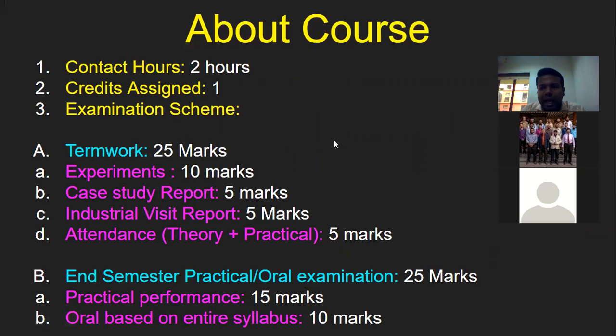Now when you talk about the lab course, we have 2 contact hours, 2 hours per week per batch, expected in offline mode, in offline sessions of the lab. The credit assigned for this course is 1.